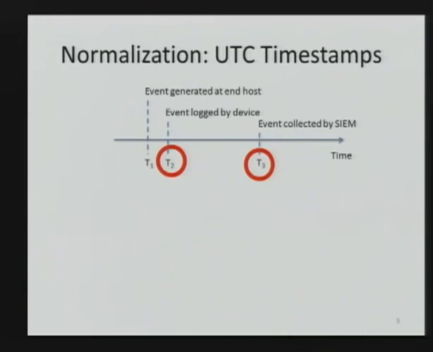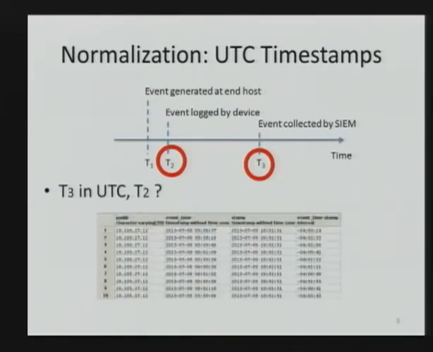And we can't just use T3 as the event timestamp because there can be arbitrary delays between when the event was generated and when it was collected. This can be minutes or even up to hours or days. So what we really want to know is the timestamp T2 in UTC. So how do we figure out the time zone of a network device?